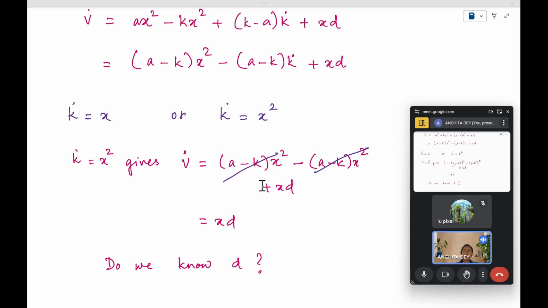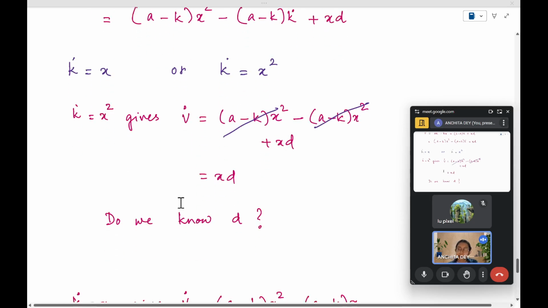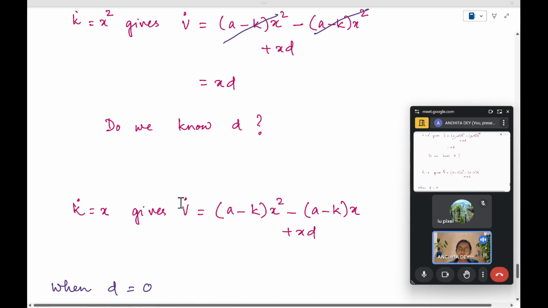Now the question is, do we know what d is? We have no idea. If d was equal to, say, minus x, that would have been really great for us, because in that case V dot would be negative semi-definite. But we have no idea in particular. So let us just leave this option for now, because this is not a sure-shot controller that would make x go to 0. Now what about k dot equal to x? You can try and find out that the expression of V dot looks like this, again with not much to comment on.